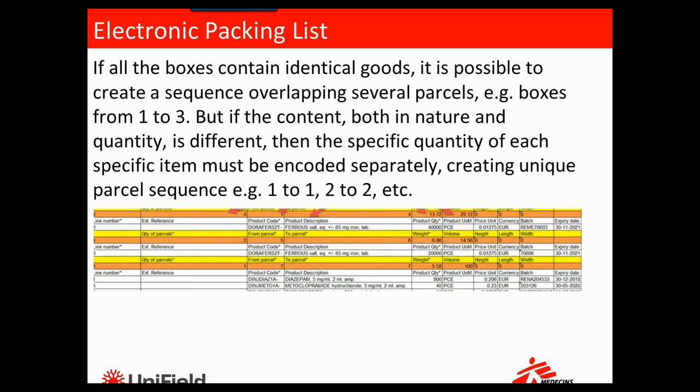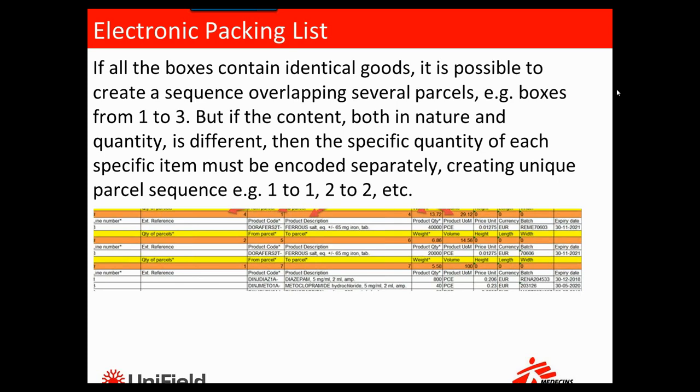If all the boxes contain the same items, it's possible to create a sequence, meaning that you can go from, like, box 1 to 3 over several parcels. But if the content is different, both in nature and quantity, then you have to put the specific item. You have to put the specific quantity of each item. You have to encode separately. You have to create a unique parcel sequence.